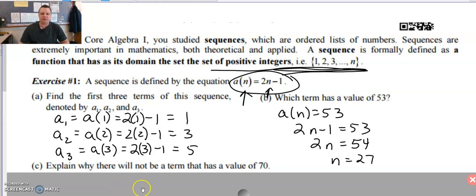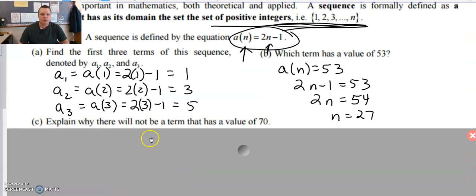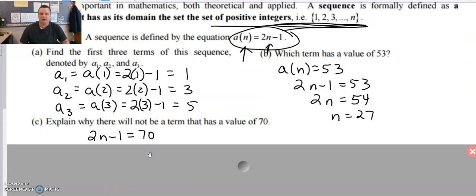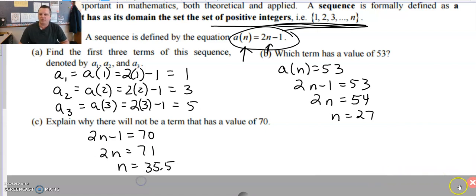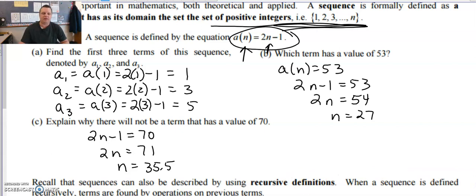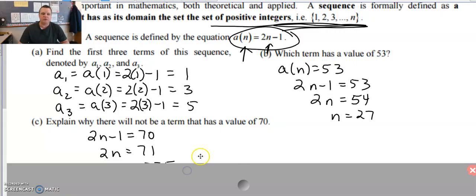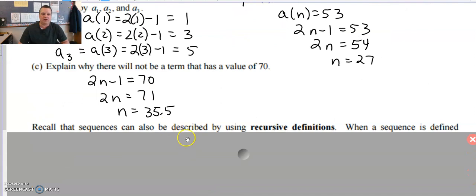Next, explain why there will not be a term that has a value of 70. Same thing: you plug in 70 for a sub n, then you go ahead and solve. And you see when I solve it, I get an n value of 35.5. Remember what I said up here, that the domain is the set of positive integers, so it cannot be decimals for input values. Output values can be decimals.